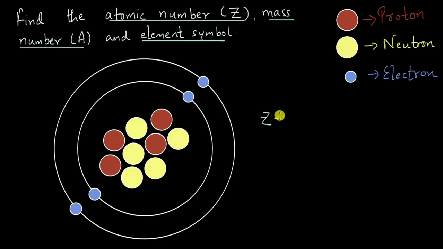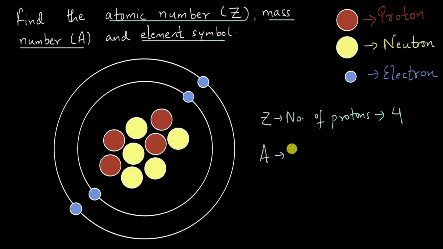The atomic number Z is basically the number of protons in the atom. How many protons? So if we count protons, which are the red circles, 1, 2, 3 and 4. So the atomic number of this element is 4. That's it. Next, let's find the mass number.